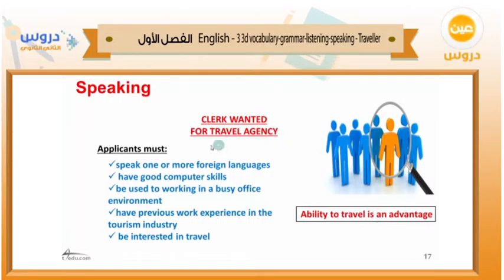But if you want to apply for the job, you must have these. So applicants must: 1, speak 1 or more foreign languages, have good computer skills, be used to working in a busy office environment, have previous work experience in the tourism industry, and finally be interested in travel.